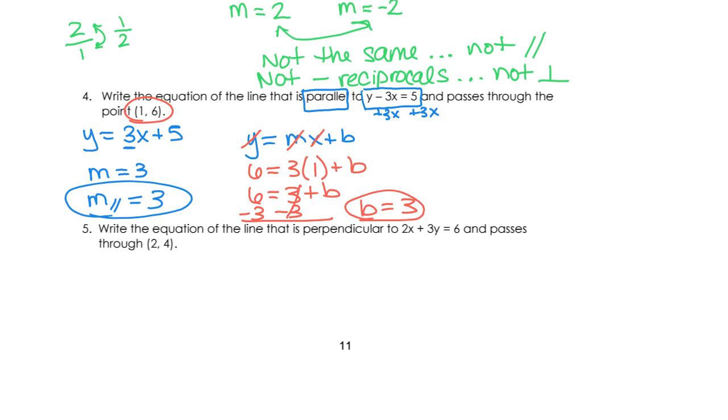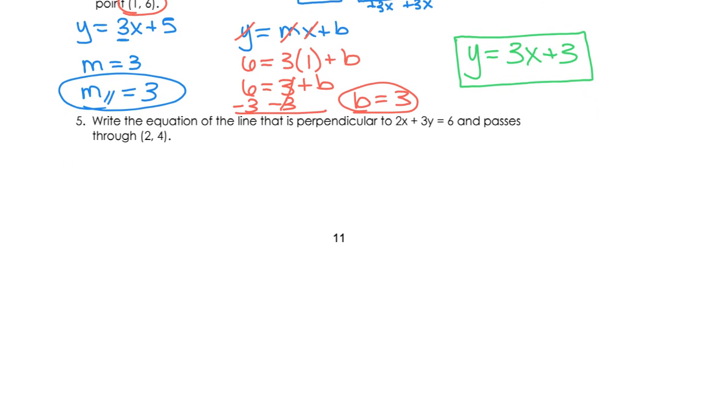And now I can go ahead and write the equation of my line using the 2 parts that I found. Okay? So my slope has to be 3 in order to be parallel. And then my y-intercept to pass through that point (1,6) also has to be 3. And there it is. Okay? Let's take a look at the last one on this page.